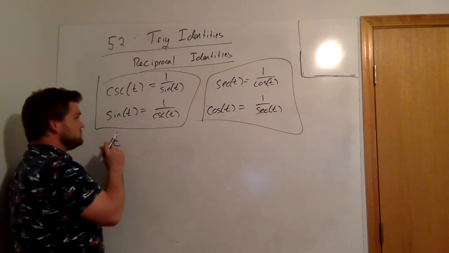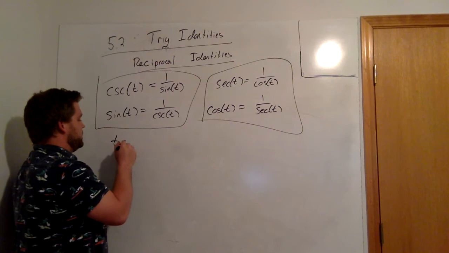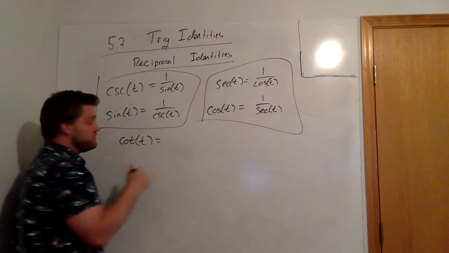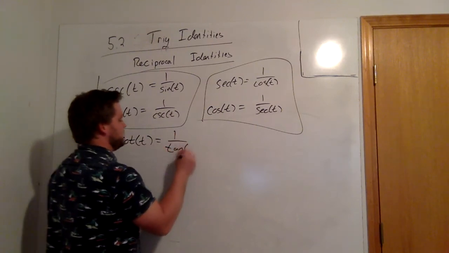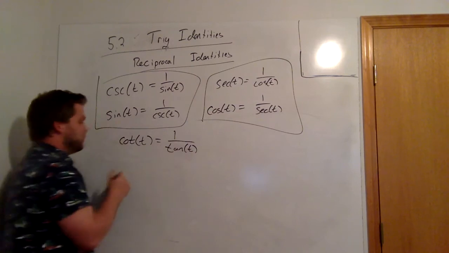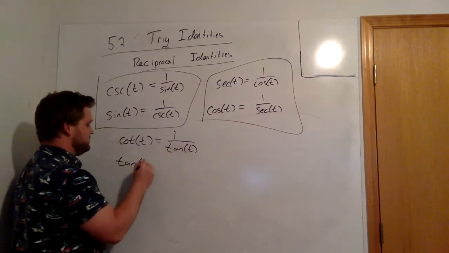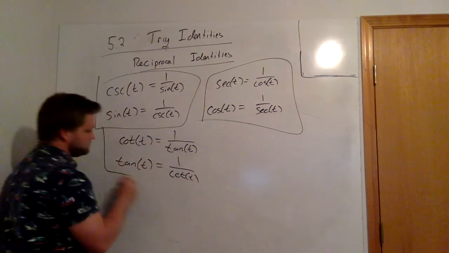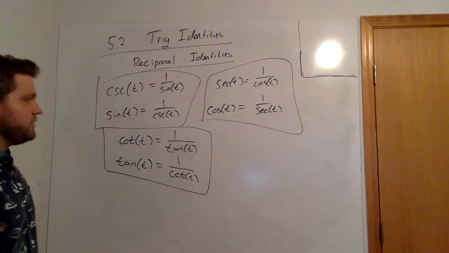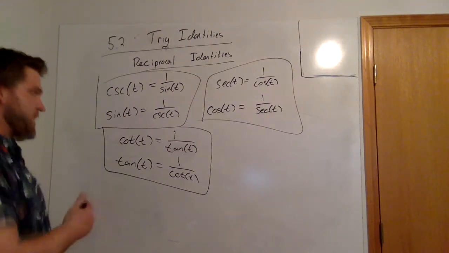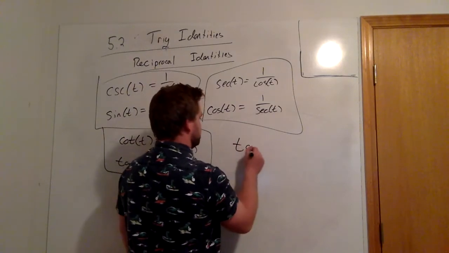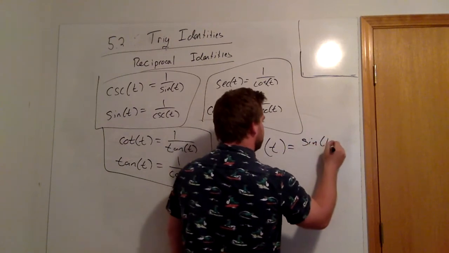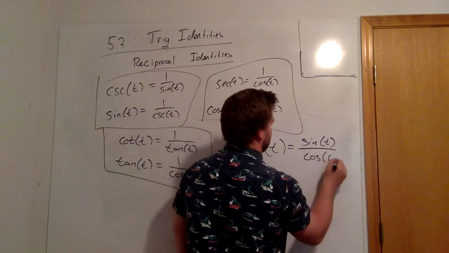We also have that cotangent of t is the reciprocal of tangent, so 1 over the tangent of t. This also means that the tangent of t is equivalent to 1 over the cotangent of t. But we discovered another trig identity in the past lecture: tangent of t is equivalent to the sine of t over the cosine of t.